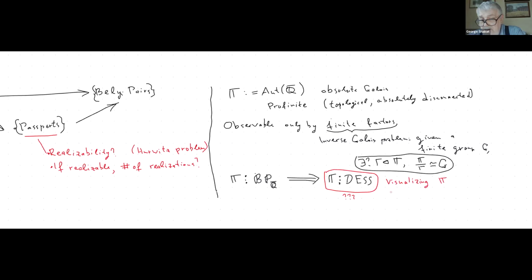Besides the possibility of visualizing the only element, the complex conjugation. That is, of course, realizable by taking the mirror image of any element.